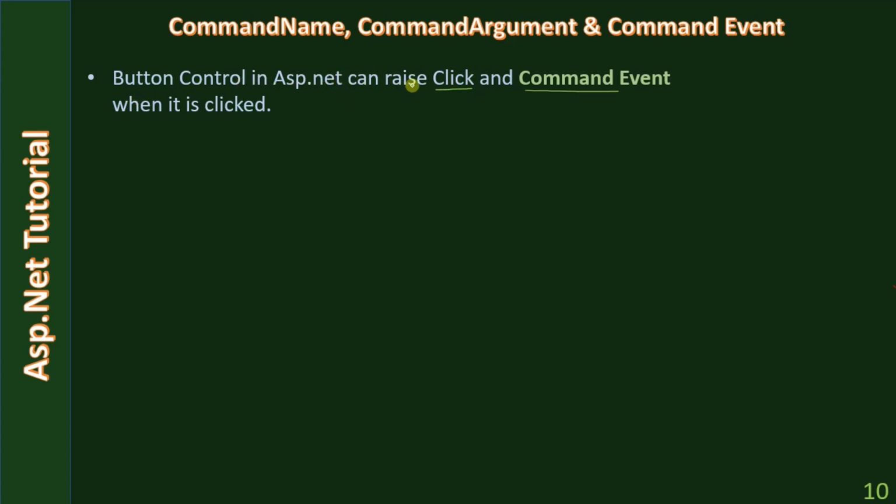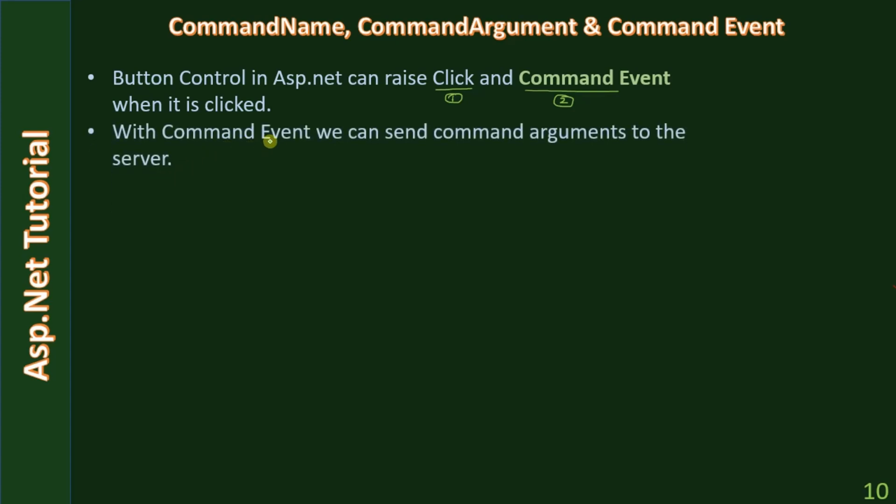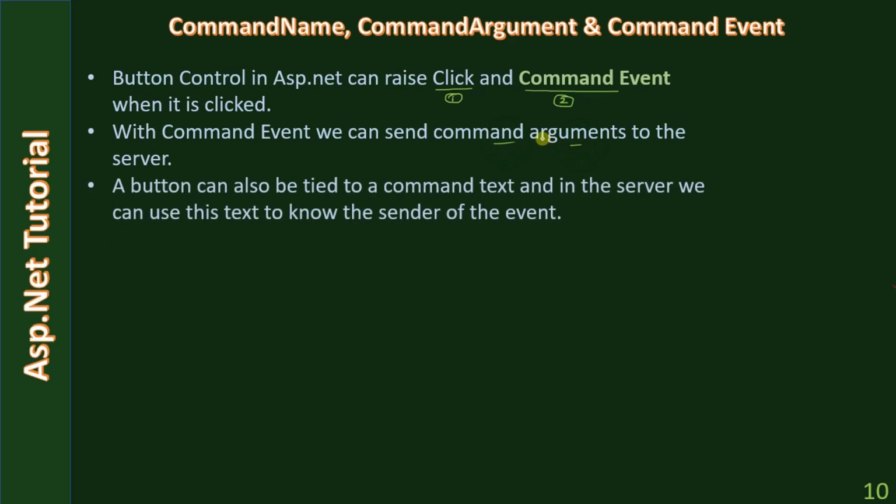Button control in ASP.NET can raise click and command event when it is clicked. So there are two events, right? One is click and another one is command. With the command event, we can send command arguments to the server. A button can also be tied to command text, and in the server we can use this text to know the sender of the event.